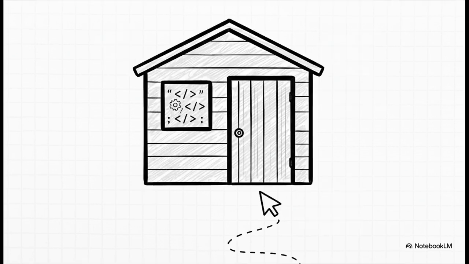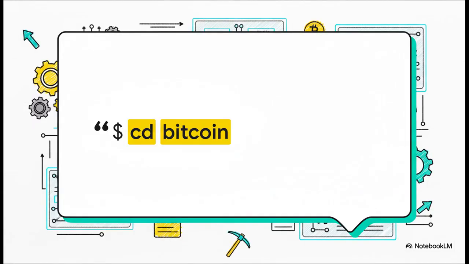So you have the workshop, but you're still kind of standing outside the door. To start exploring, you just have to tell your computer to actually step inside that new Bitcoin directory that you just created. And it is this simple. You just type cd bitcoin. That cd command just stands for change directory. And with that one little command, you've officially stepped inside. You are now in your new workshop. You're in the Bitcoin source code directory.